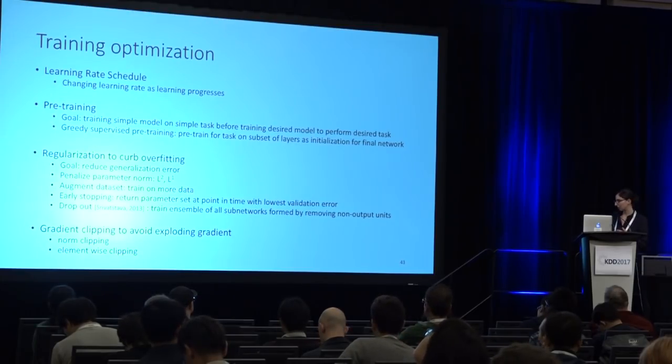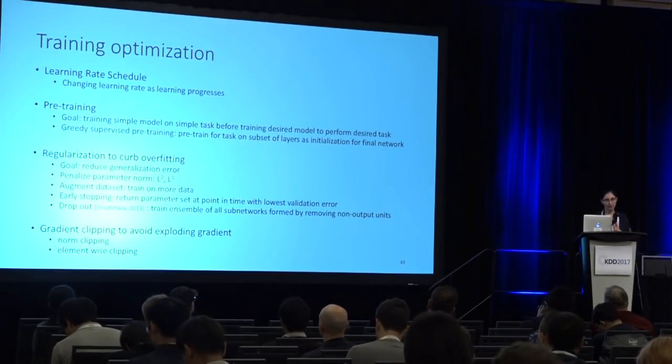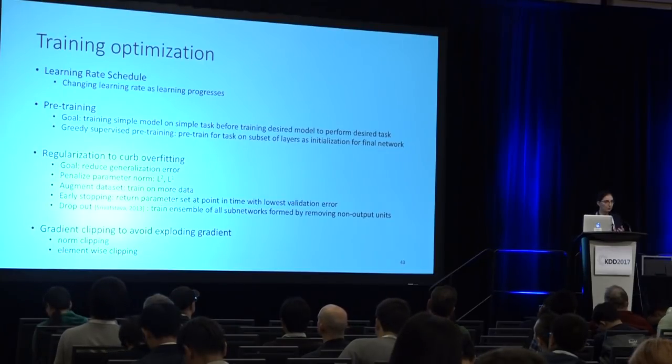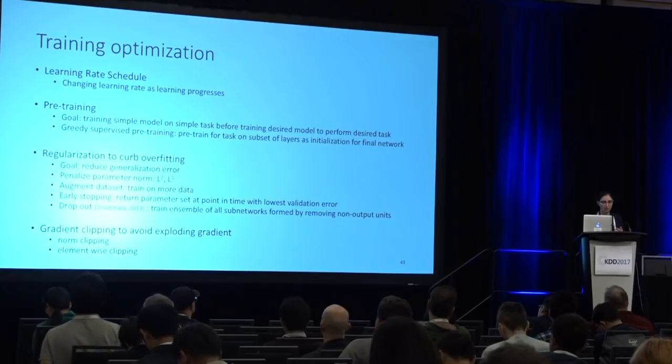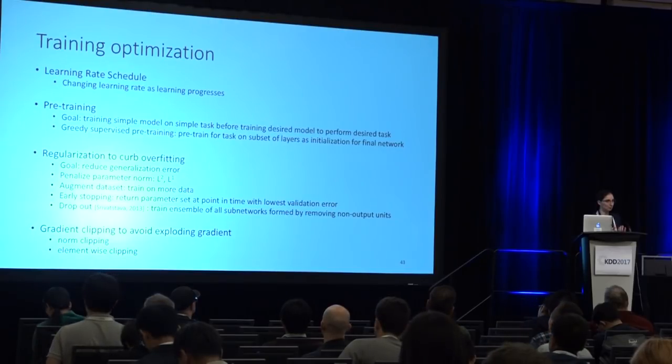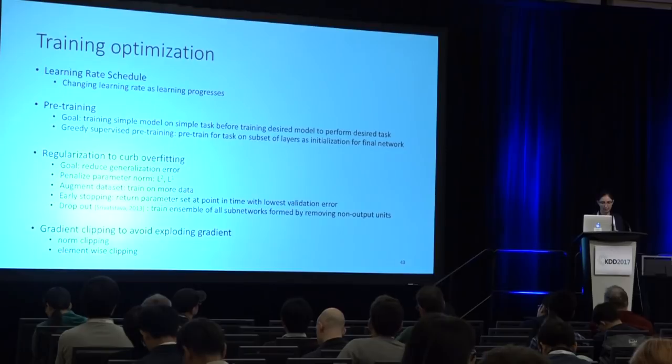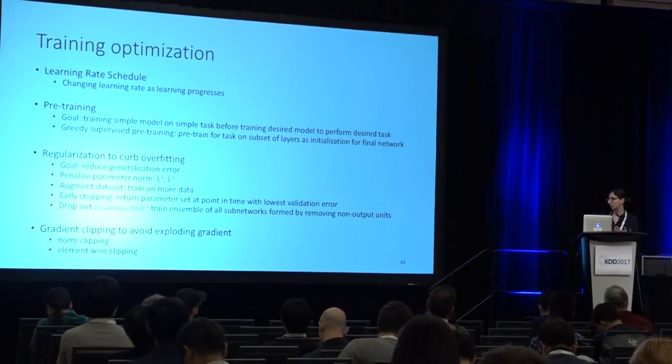And the last one that I want to mention is dropout. And there, the idea is to train subnetworks from your original networks that are formed by removing some of the units that are not output units. So what you're doing is corrupting a little bit the information carried by those units that you remove. And you force them then to perform their intermediate computations in a more robust manner.